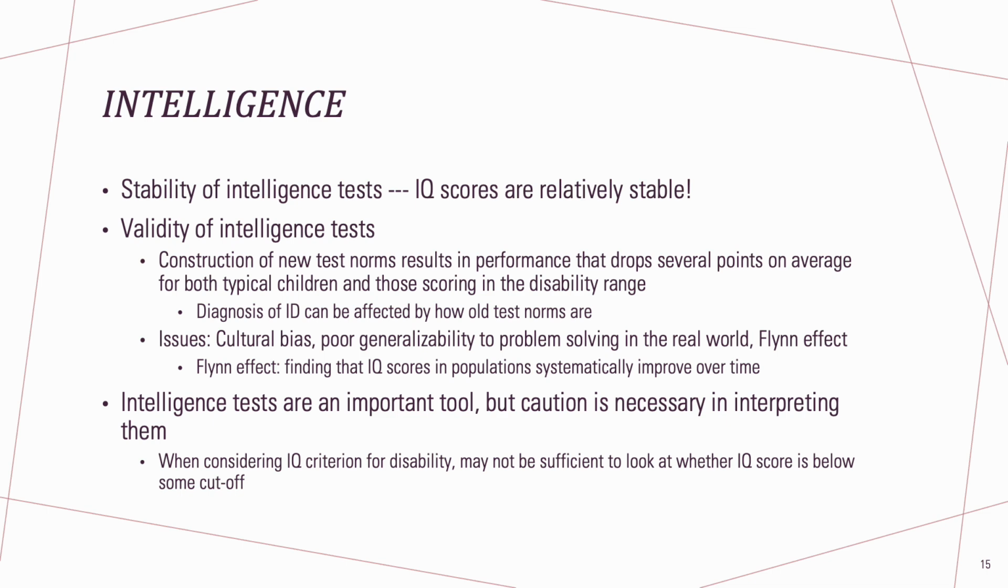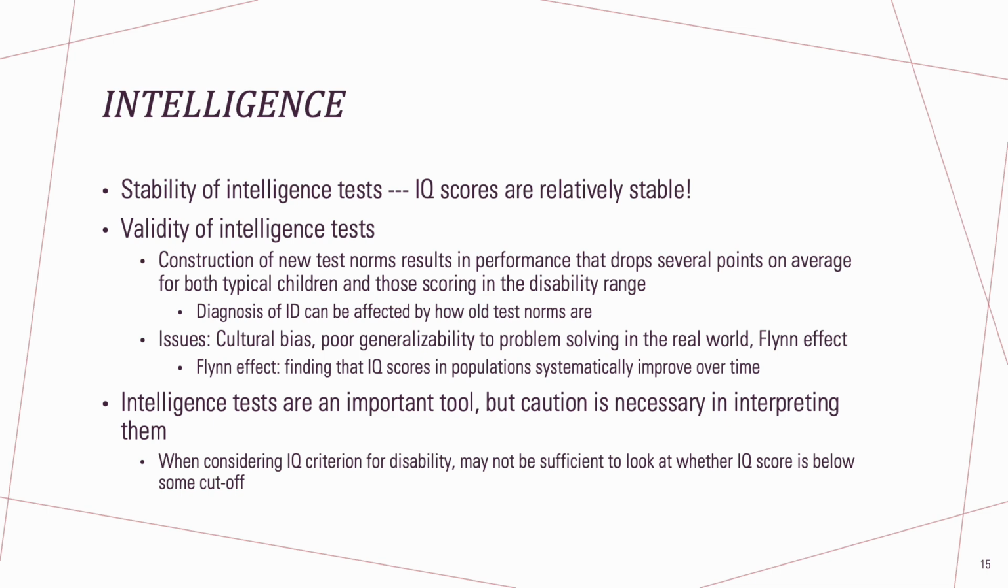So that's how we get you from raw to a standard score to be able to put you on that normal distribution. So when we're relying on norms in order to make these statistical comparisons, when we construct new test norms, performance in IQ tests tends to drop several points on average. And that's for both typical children and people who fall in the disability range, so people with lower IQ.